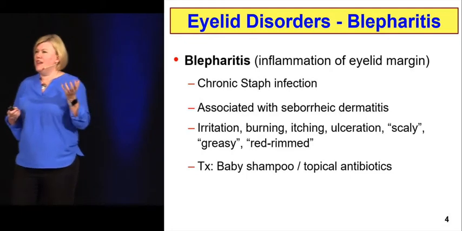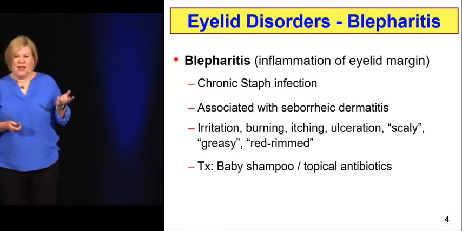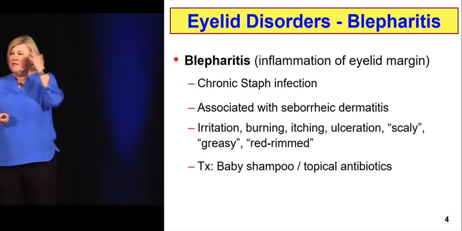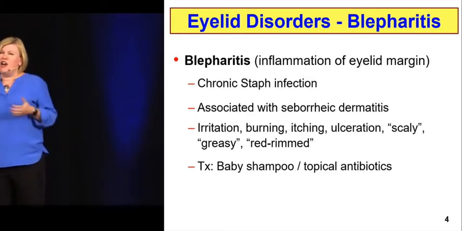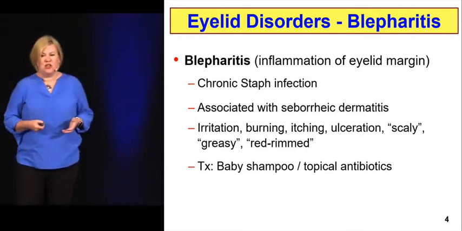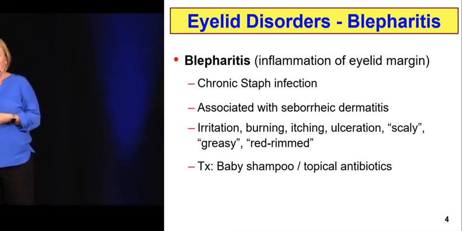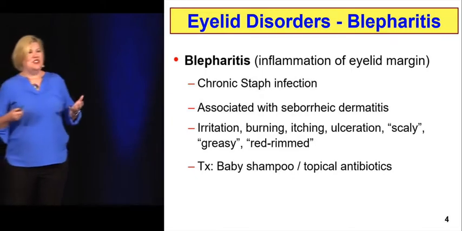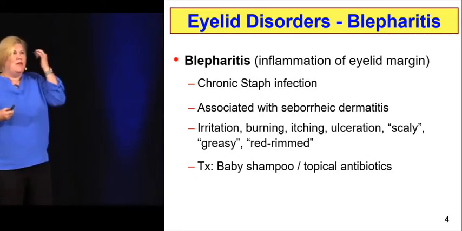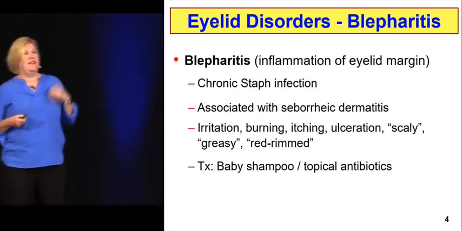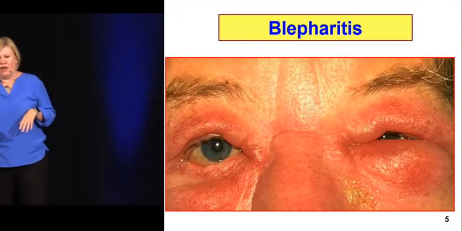So let's start with the outside of the eye and talk first about blepharitis. Blepharitis is the inflammation of the eyelid margin. You see this often in people who have things like seborrheic dermatitis. They get kind of a chronic staph infection around the hair follicle base. Often it's burning, it's red, it's itchy, and this is treated very conservatively. Maybe some baby shampoo, clean it up a little bit. If it's really angry, maybe add a little topical antibiotics.